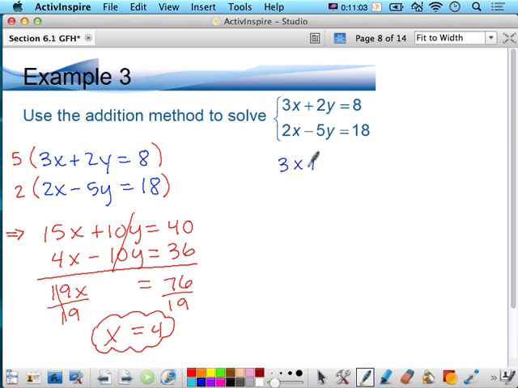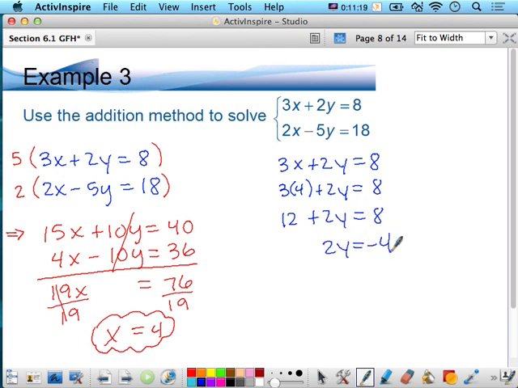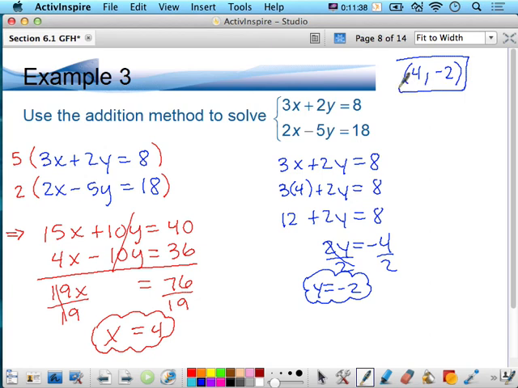And I'm going to substitute into 3x plus 2y equals 8. Now that I know x has to be 4, I can say 3 times 4 plus 2y is equal to 8. 12 plus 2y is equal to 8, which means that 2y has to equal negative 4, and y has to equal negative 2. So there are the coordinates for a point of intersection. And remember always to write your final answer as an ordered pair. Positive 4, comma, negative 2. And if you have time, you should always go and check and make sure that it makes both of the equations true.